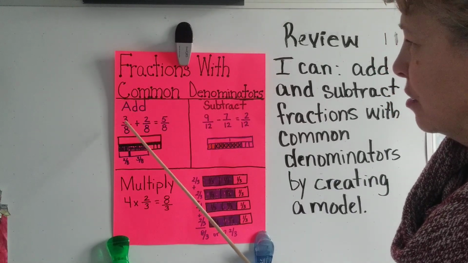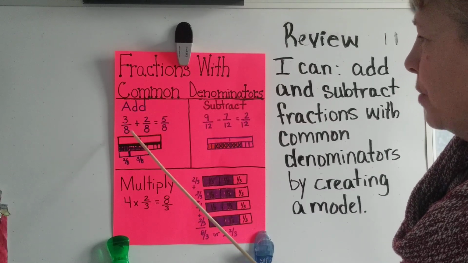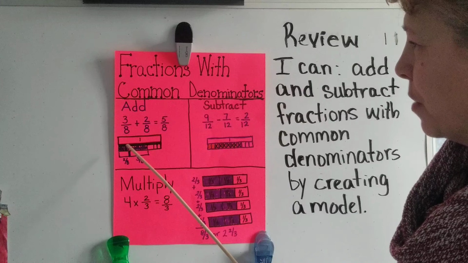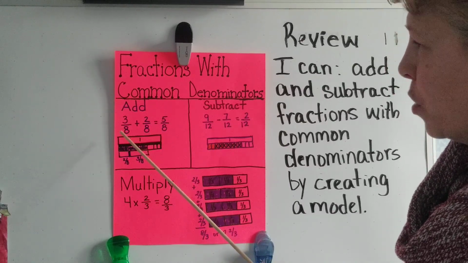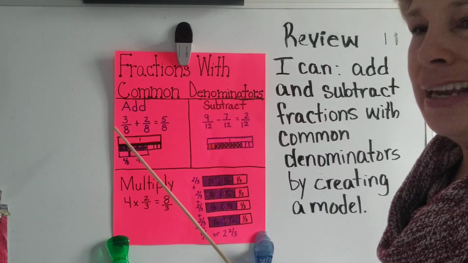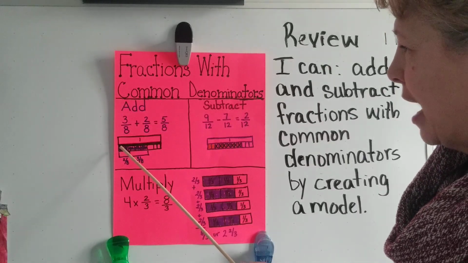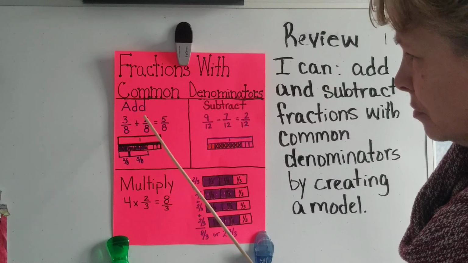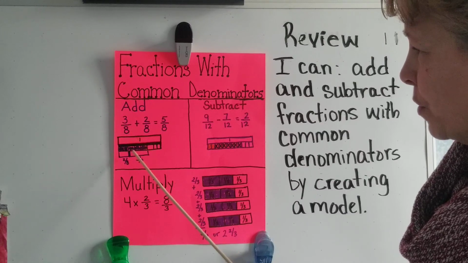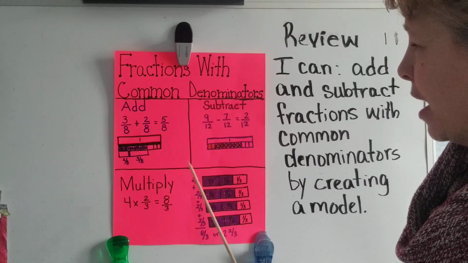When we add fractions with common denominators, we add the numerators, but we keep the denominator. So 3/8 plus 2/8 equals 5/8. Mrs. Ellen has made a model here of a whole. And I know when I have 1/8 parts, I look at my denominator, and I need 8 1/8 parts to equal a whole. So I made 8 1/8 parts. Then I shaded in 2 of those 1/8 parts. And then I shaded in 3 of those 1/8 parts.